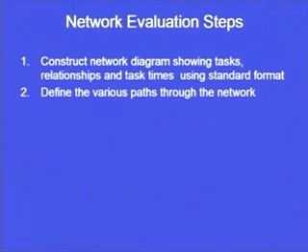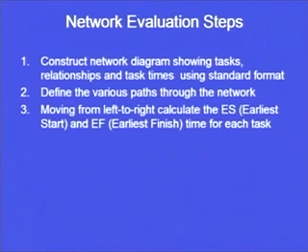So, already we have seen that there will be a number of paths in the network. Moving from left to right, calculate the early start and the earliest finish time for each task. Now, for each and every task we will see when this task can start at the earliest and when it can finish at the earliest. Mind you, please take into account that these calculations have to be done moving from left to right of the network. Right from start towards the end we would move and we will see when this activity can start at the earliest, when this activity can finish at the earliest.